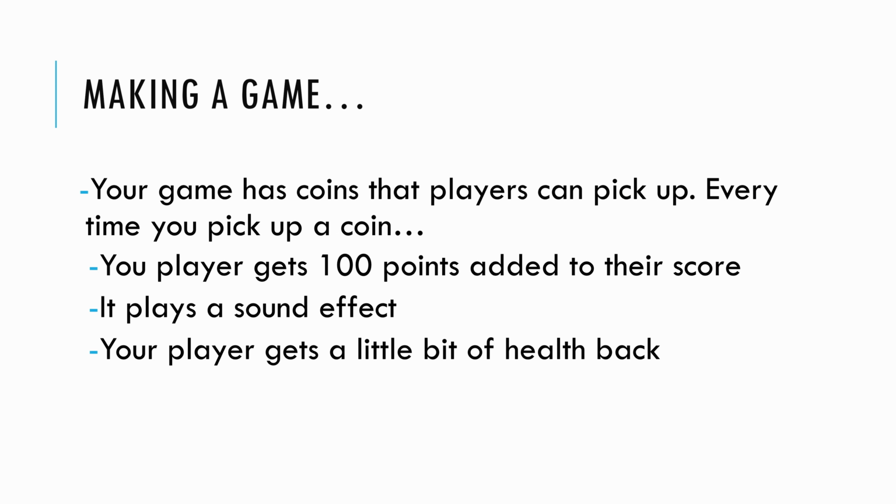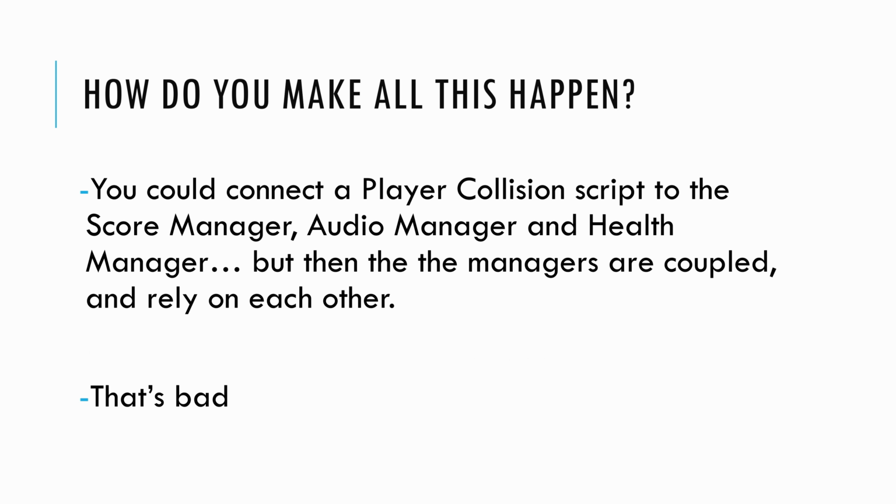Let's say you're making a game and your game has coins that players can pick up. Every time you pick up a coin, 3 things should happen. Your player should get 100 points added to their score. It should play a sound effect. And then your player gets just a little bit of health back. So picking up 1 coin affects 3 different systems: your score system, your audio system, and your health system. Well, how do you make that happen? You could connect a player collision script that handles picking up coins with the score manager, audio manager, and health manager. But then all the different managers rely on each other. That's usually a bad thing.